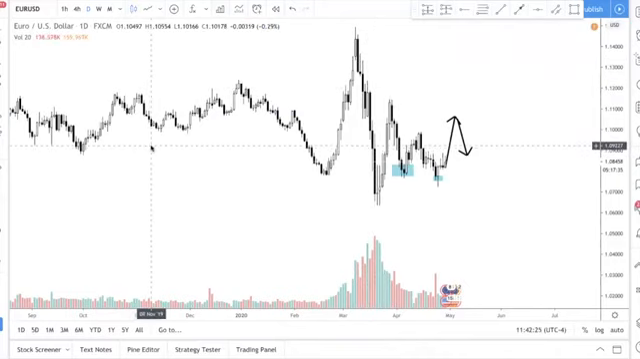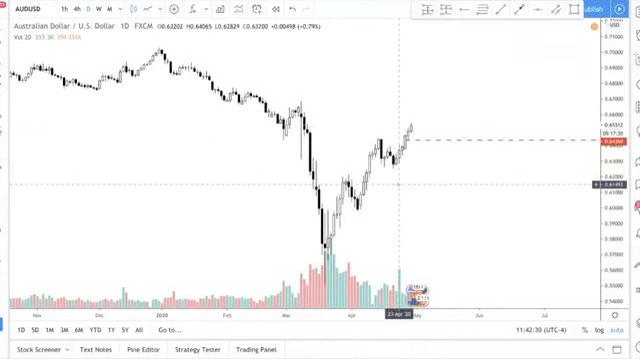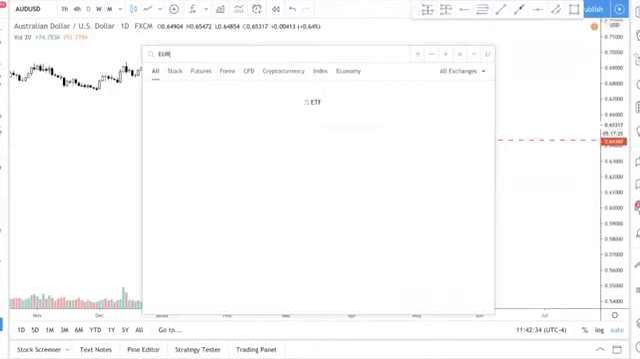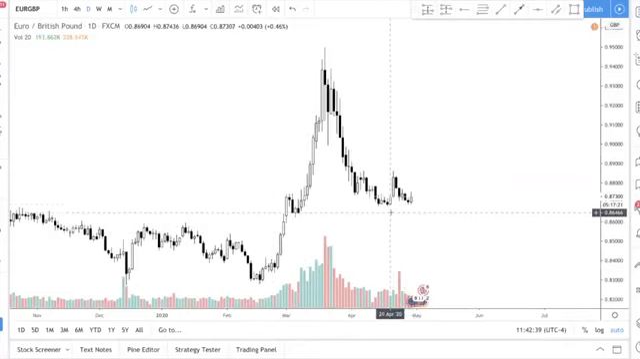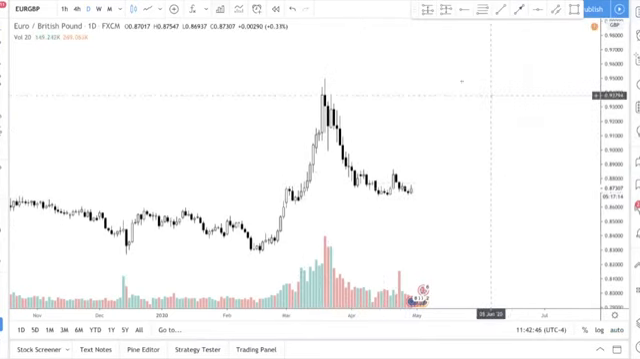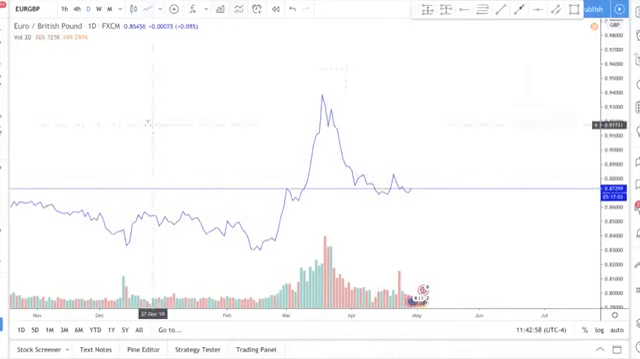Let me just go through one final example. Let me try to find a better example for you so that I can really explain the point. Okay, so right here, we're looking at Euro Pound. So the question is, is this a bullish or bearish market? If you struggle, switch to your line chart, and you should see that we are still in a bearish market.